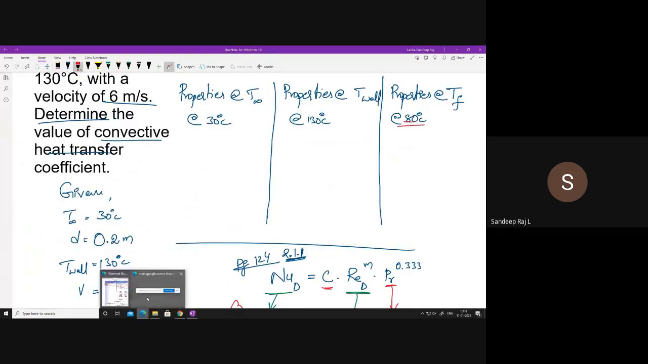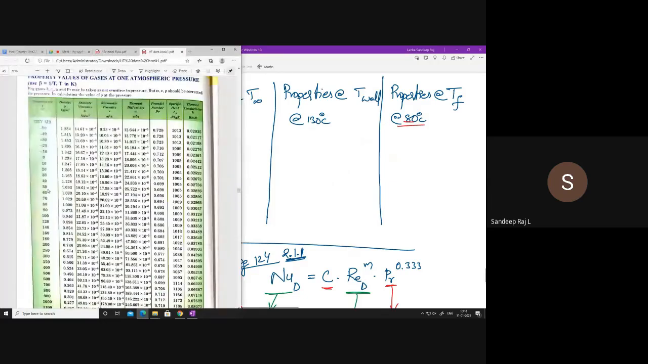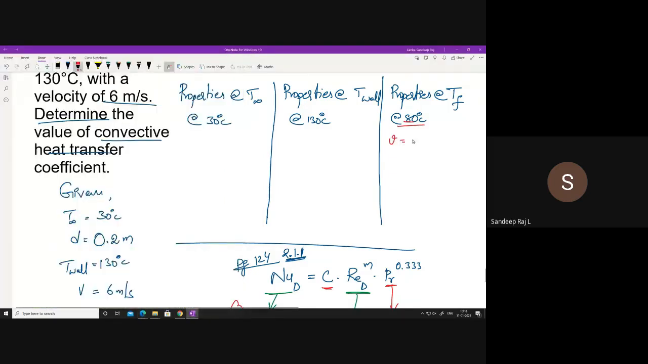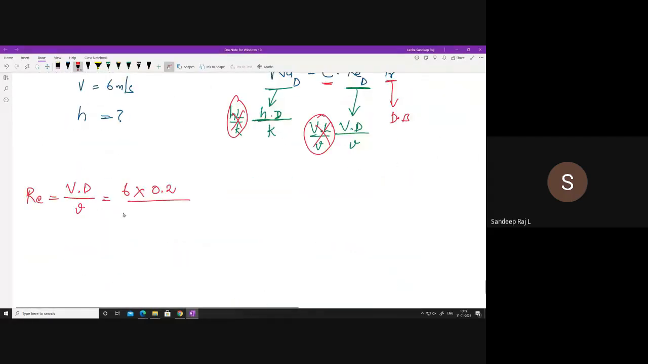For 80 degrees centigrade, what is the value? You refer to the data book and tell me. For 80 degrees, you need the value of nu. It is 21.09 into 10 to the power of minus 6 meter square per second. That is the nu value. Substitute that here, 21.09 into 10 to the power of minus 6. Please calculate and tell me the value of the Reynolds number here.